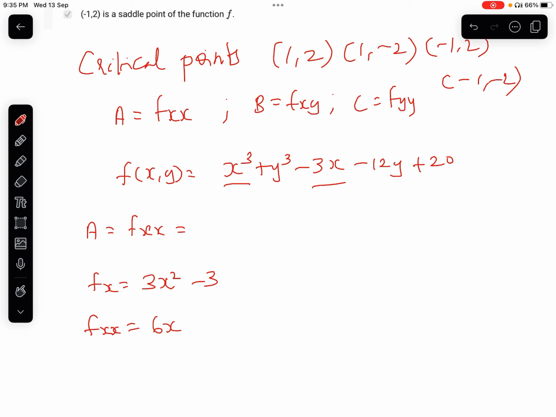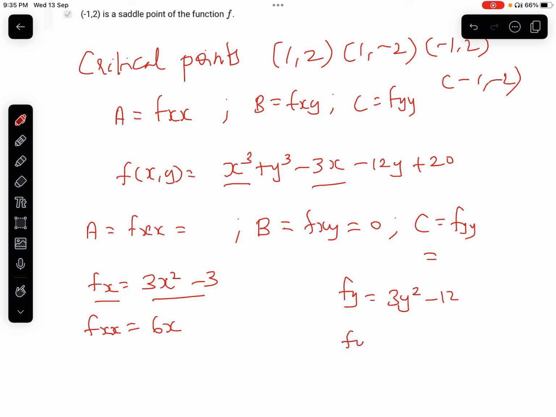Next, in the place of b, differentiating this with respect to y, f of xy, we get 0. Then c is f of yy. To find c, first differentiate with respect to y, and we get 3y squared minus 12, and differentiating again with respect to y we get 6y. So f of yy is equal to 6y.